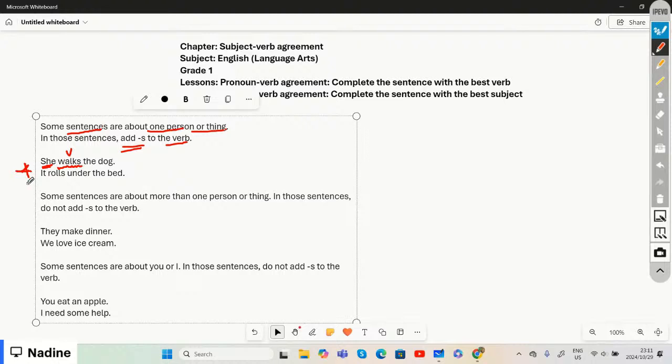Here's another example of a thing. It rolls. It is one thing, it can be any object. Rolls is our verb. So we say it rolls with an S under the bed. So if one person or one thing does a specific action, then our verb ends with an S, like we see over here.